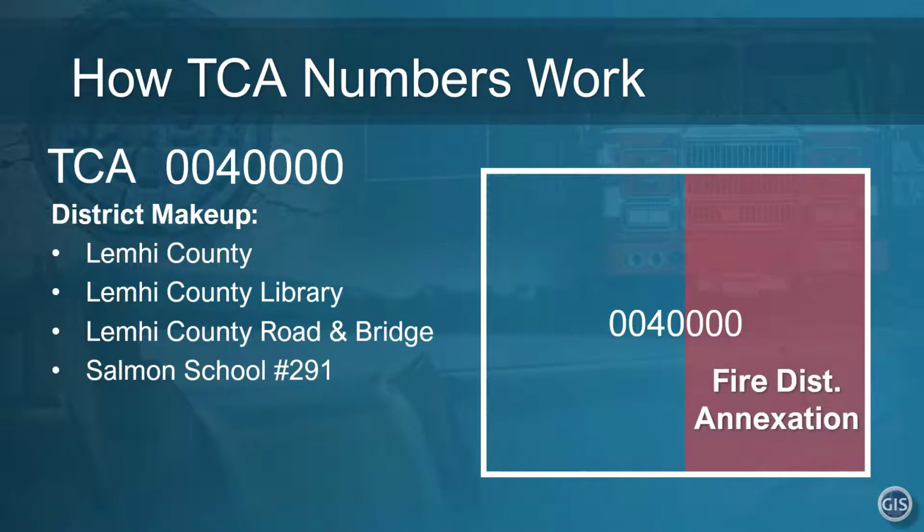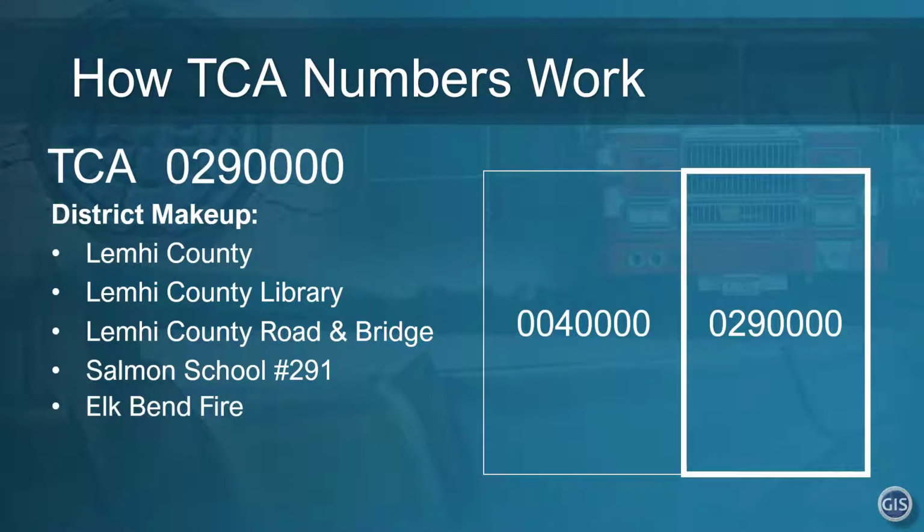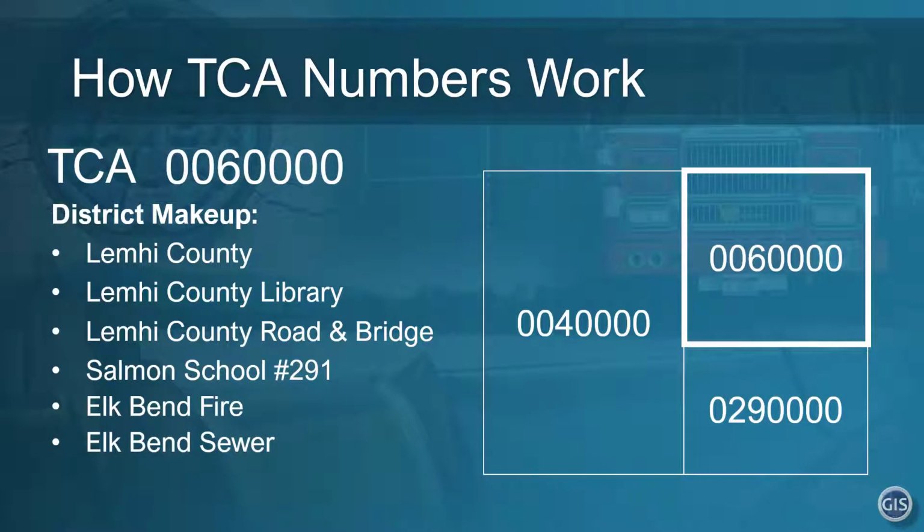Here we have an example of a fire district annexation. Once the annexation takes place, you can see that the district makeup has changed to also include Elk Bend Fire, and the TCA number has changed to 0290000. Here's an example of a sewer district annexation. Elk Bend Sewer has been added to the district makeup, and the TCA number has changed to 0060000.